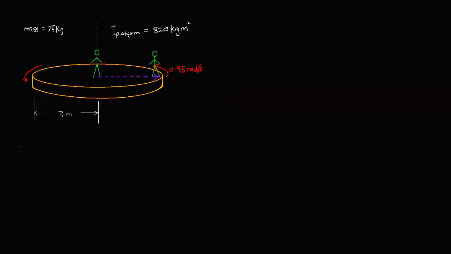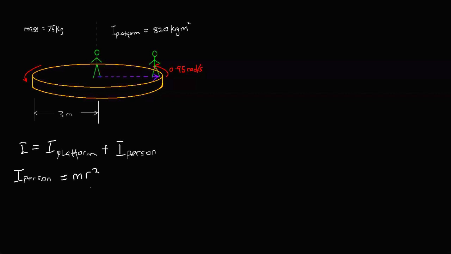In any of the cases, we can take the moment of inertia of the entire system as the sum of the moments of inertia of the person and the platform about the axis. We've been given the moment of inertia of the platform as 820 kg m squared. For the person, we'll assume that the system is a lot larger so that we can calculate their moment of inertia as we would a point mass or particle. So the moment of inertia of the person can be expressed as their mass multiplied by the square of their distance from the center of rotation.